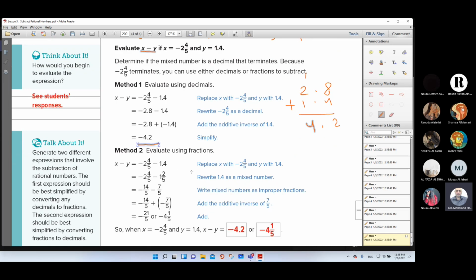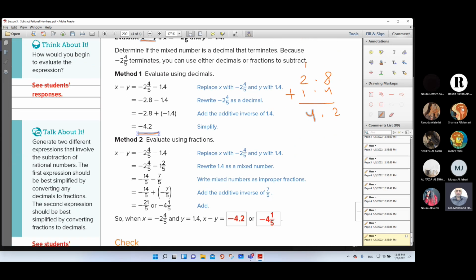The second method, you can change the decimal to the fraction, to the mixed number. How to change the decimal to the mixed number? Here you have 1.4. 1.4 as a decimal equals 14 over 10 as a fraction. Then how to change 14 over 10 to the mixed number? You can do long division. Write here 14 and write here 10. 14 divided by 10 will be 1. 1 times 10 will be 10.